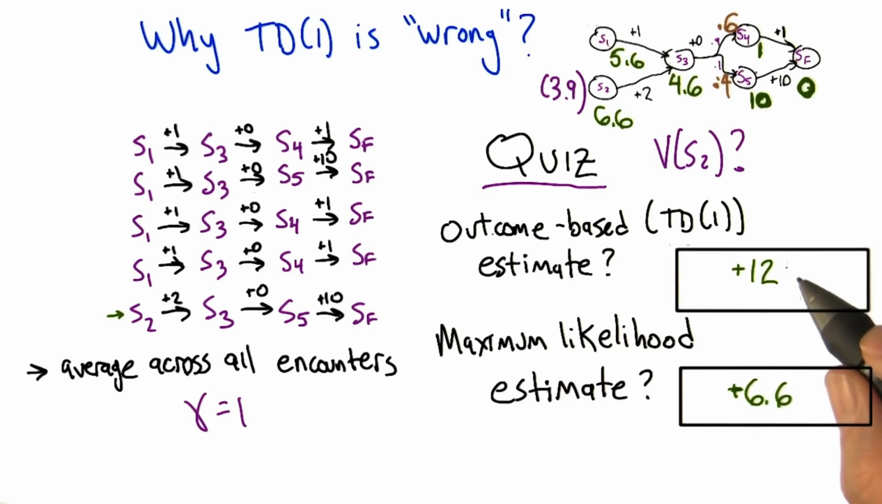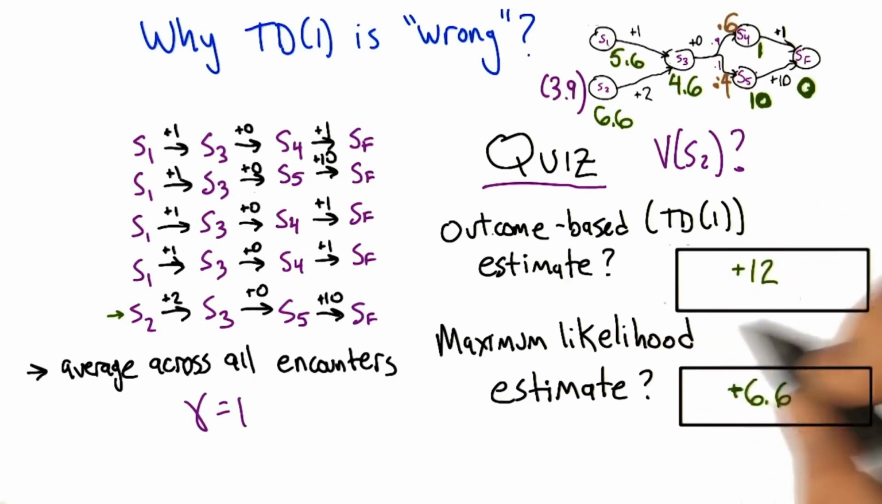So everybody's wrong except for 3.9, but the maximum likelihood estimate is less wrong. Right. And so why in this case? What's the difference between these cases? First of all, why are these so far off? And second of all, why is the outcome-based one even further off than the maximum likelihood?